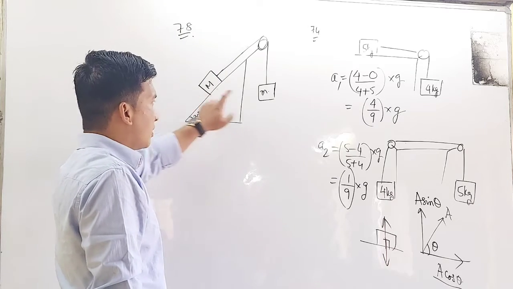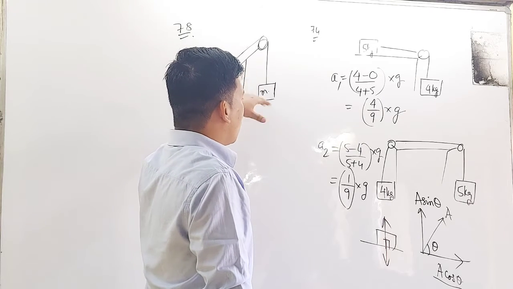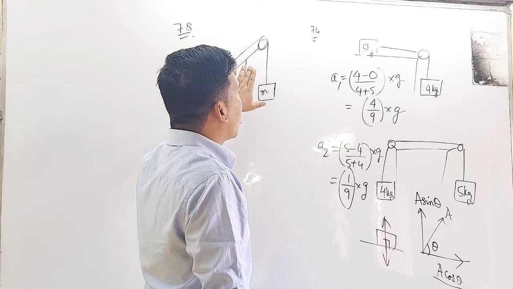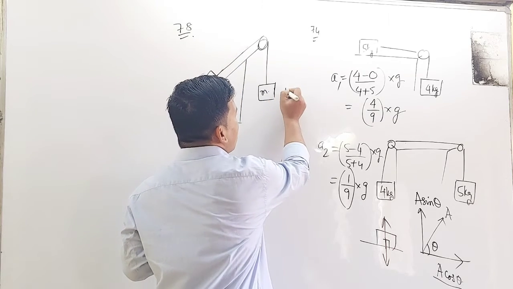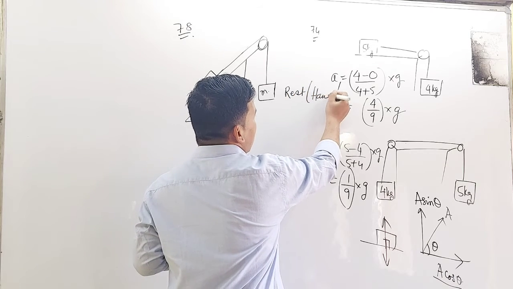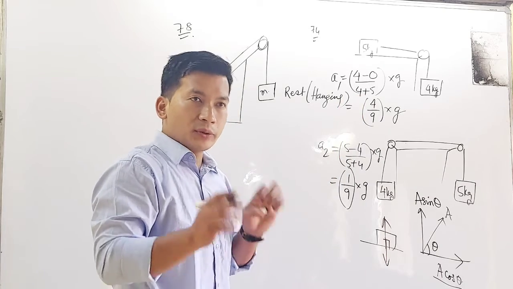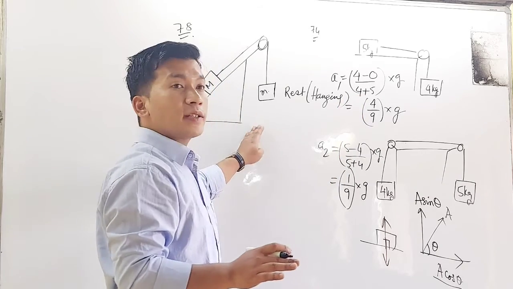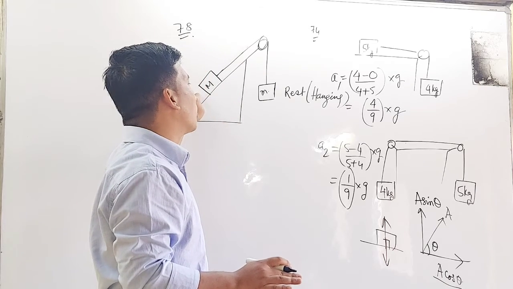This is at rest, this is at rest. So you remember the hanging condition. If the vertical object is at rest, this will simply imply the hanging condition. Do you understand? If M is at rest, then small m is also at rest.